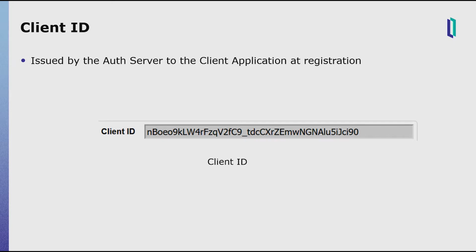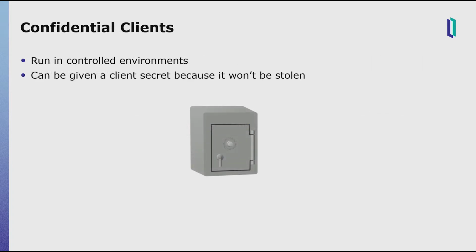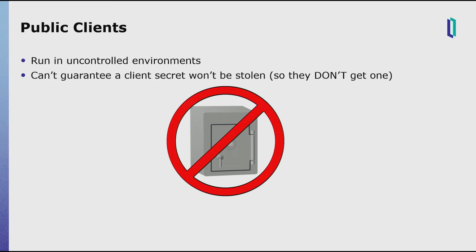The client ID. This will be an ID akin to a username that is issued to a client when it registers with the auth server. A client secret: this is a value akin to a password that may or may not be given to a client when it registers, depending on its ability to keep it secret or safe. Confidential clients run in controlled environments. They can be given a client secret because it won't be stolen, meaning they can use their client ID and client secret to authenticate, like a username and password. Public clients run in uncontrolled environments. They don't get client secrets because they can't keep them safe. They have to authenticate in other ways.